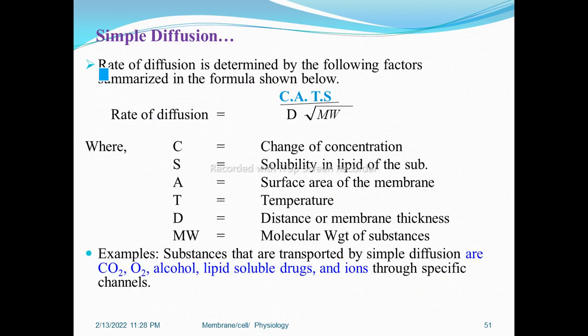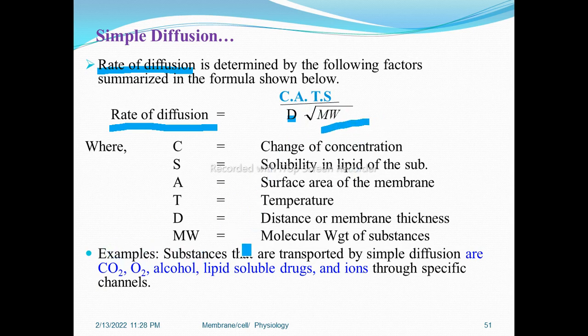The rate of diffusion is determined by the following factors, summarized in the formula: rate of diffusion equals C·A·T·S over D times the square root of molecular weight. C is the change of concentration. S is the solubility in lipid of the substance. A is the surface area of the membrane, whereas T is temperature. D is membrane thickness or distance. MW is the molecular weight of the substance.